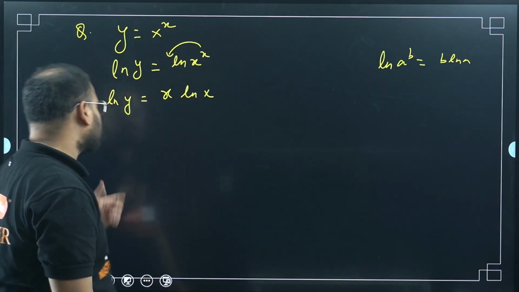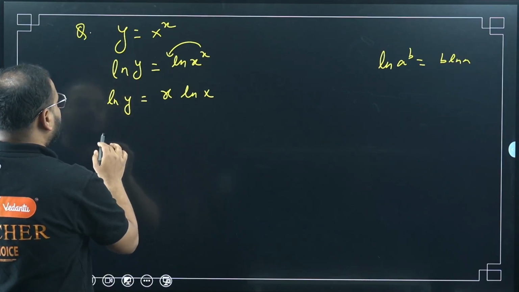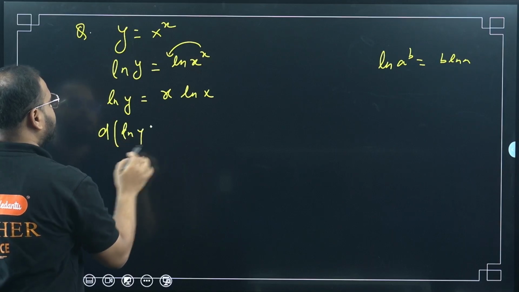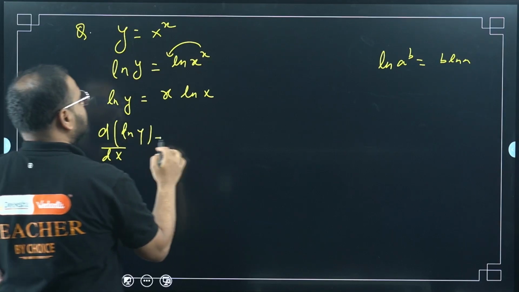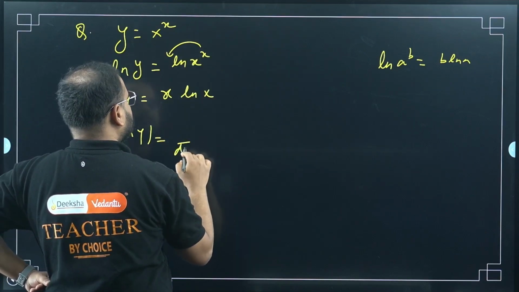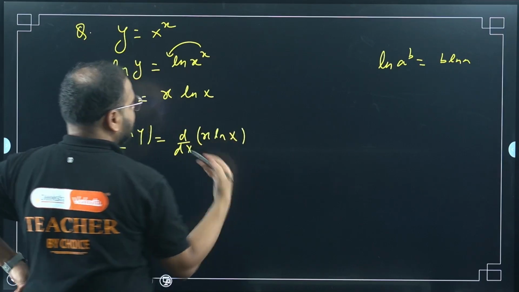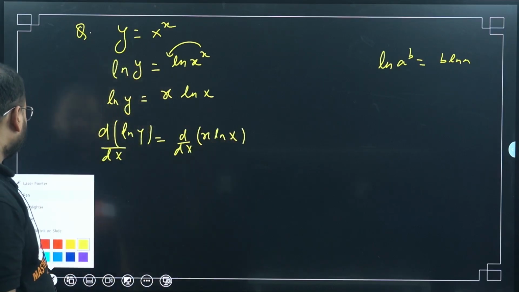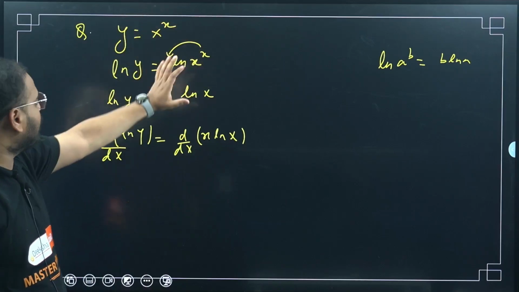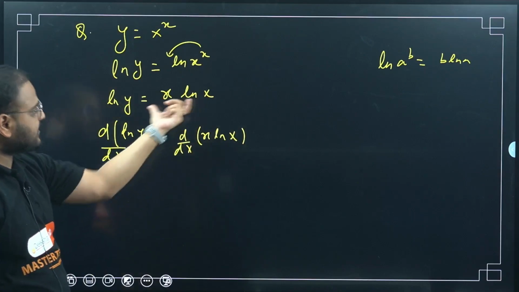Now can we differentiate? Yes, sir. So how will you differentiate over here? Take d by dx of ln y equals d by dx of x ln x. Multiple rules are being applied here. First we use the natural log on both sides to get this expression x ln x from that formula.